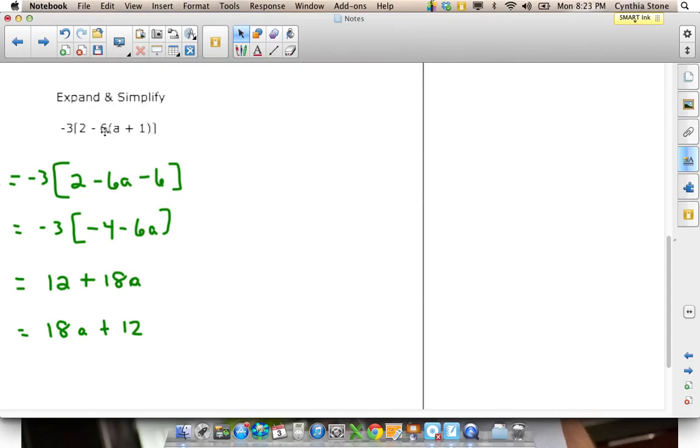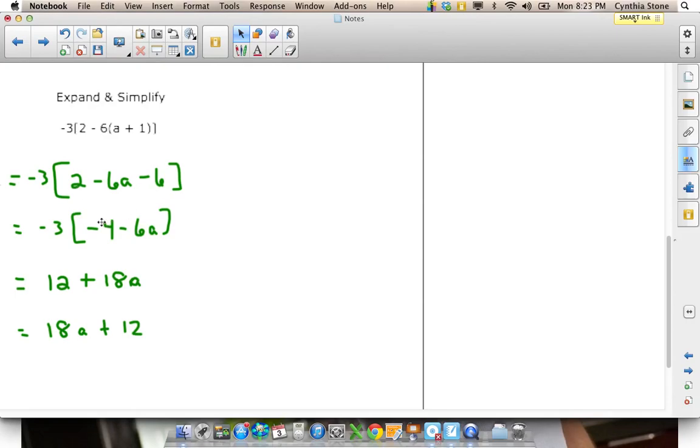But then I do what I can, right? I do the inside. So I go minus 6 times a, so minus 6a. Minus 6 times plus 1 is minus 6, right? So I'm just distributing the 6 to here and the 6 to here to get this term. Now I collect everything I can inside.